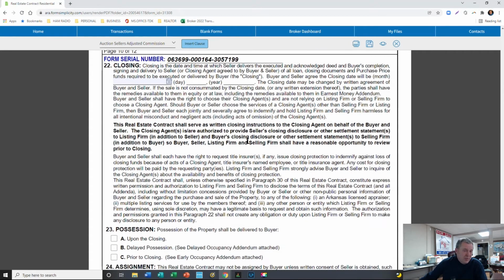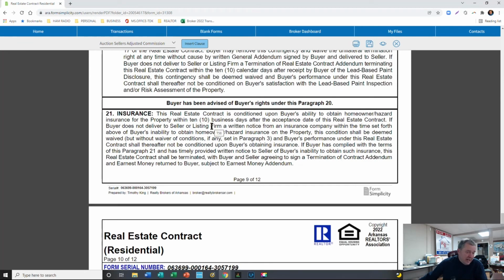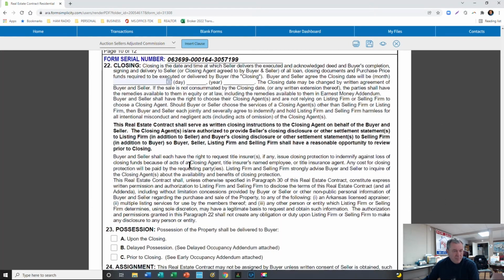Number 22. Now, if there's a non-refundable deposit out and at the last minute they can't get insurance, or flood insurance is required, or whatever, there are problems with the insurance and they didn't handle it within 10 business days, the buyers might lose their non-refundable deposit. All right? So the fine print in this contract is very important.